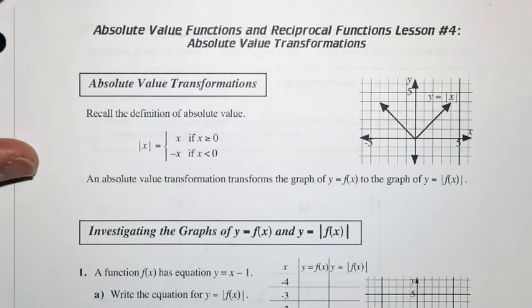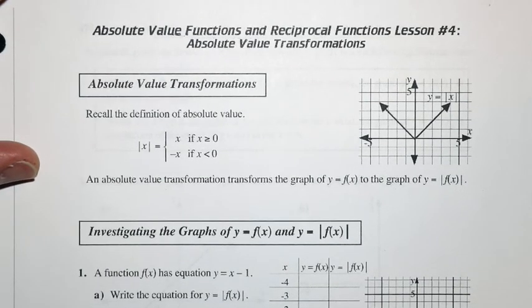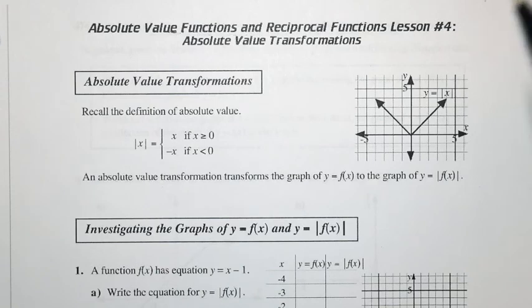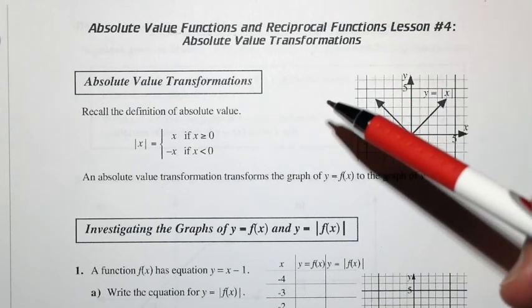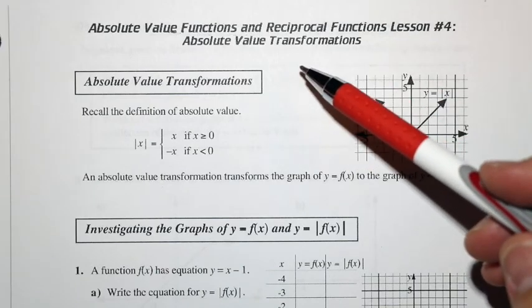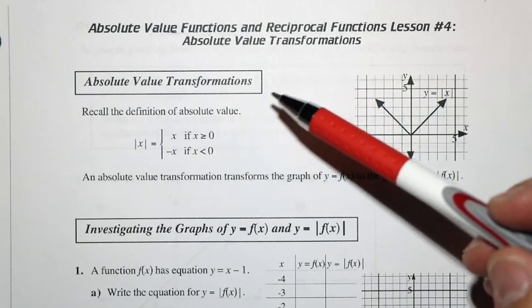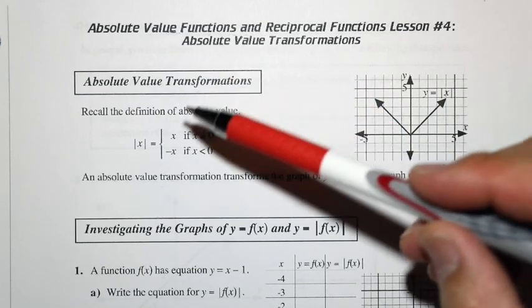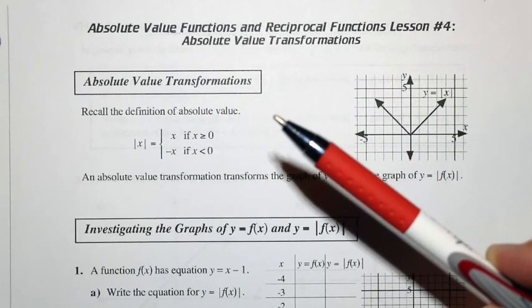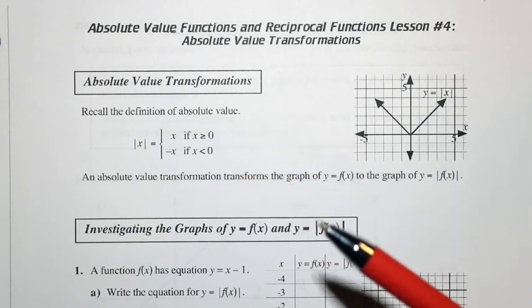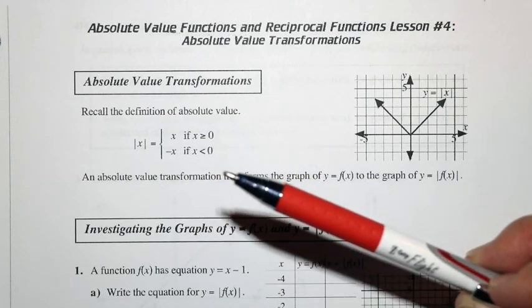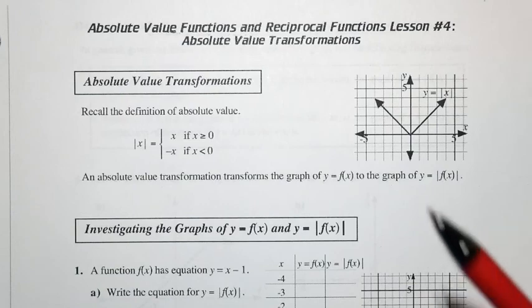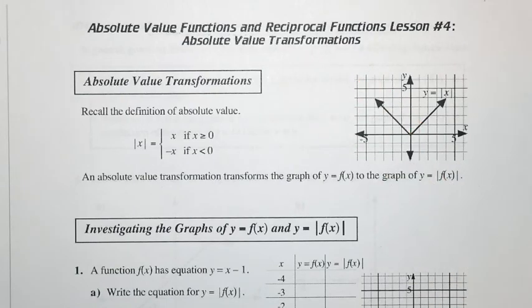Let's talk about absolute value functions and reciprocal functions. Lesson number four, absolute value transformations. Now in preparation for Math 30, we're going to have to look at how to transform different functions, and absolute value functions are one of those types of functions. We've already done that with quadratic functions, and we're going to be learning it with all different types of functions, but what kind of transformations can occur?